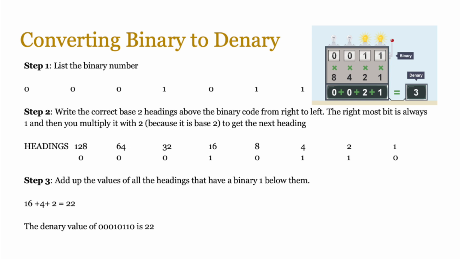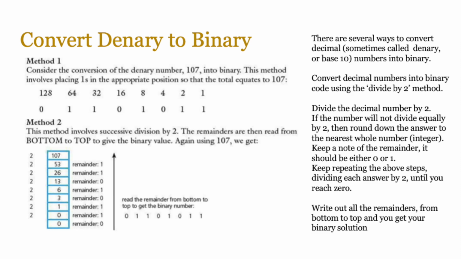So the denary value of 000101110 is 22. That's how you convert binary to denary. The algorithm is pretty simple, just 3 steps. What about converting denary to binary? Now, there's a couple of methods you can use, so pick and choose the one that you're most comfortable with.